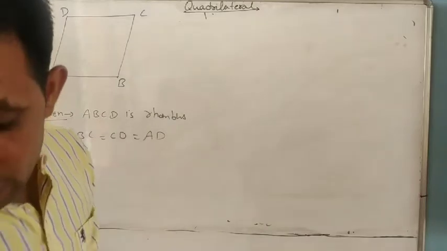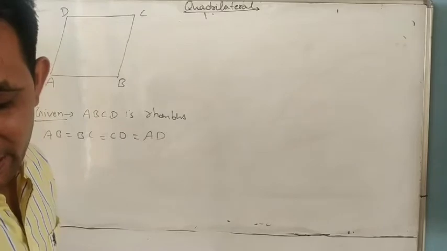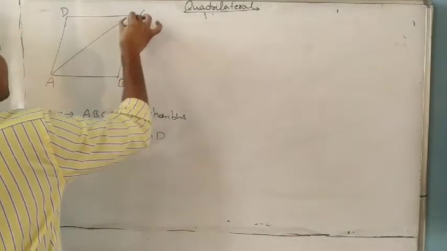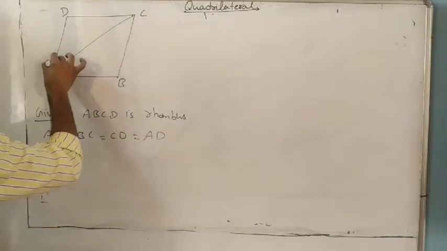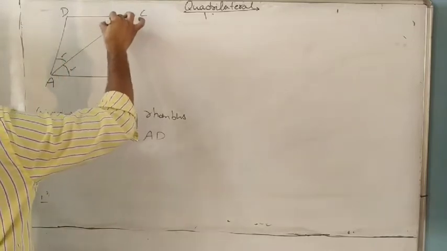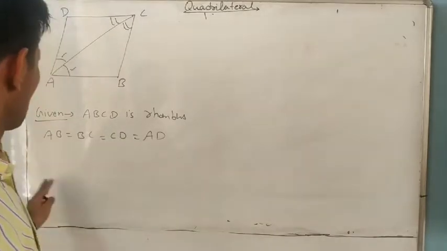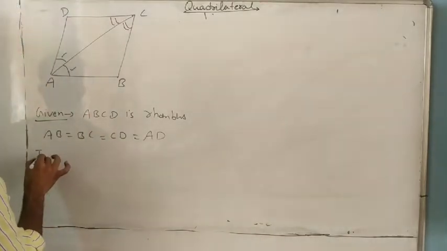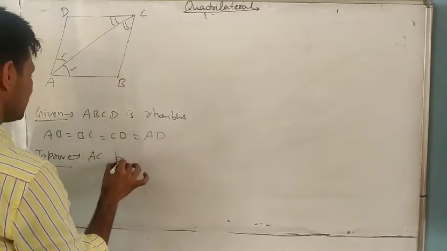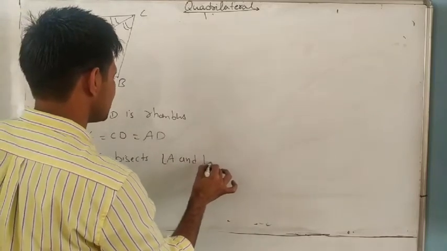Next, we have to show that diagonal AC bisects angle A as well as angle C. We want to prove that this diagonal bisects A, so this angle equals this one, and C also, this angle equals this one. I think it is the same as question number 6. So how will you show that? We will write: to prove, AC bisects angle A and angle C.